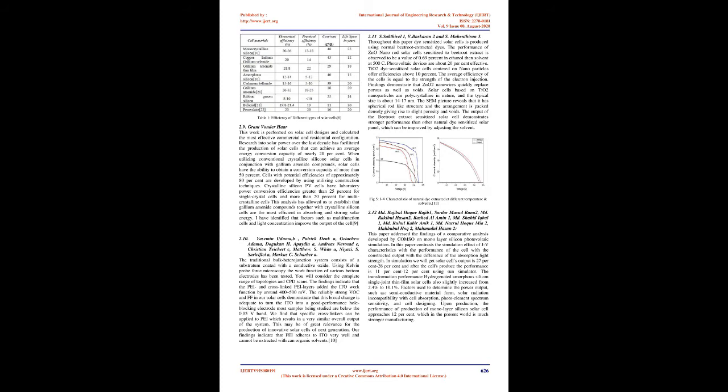9. The traditional bulk heterojunction system consists of a substratum coated with a conductive oxide. Using Kelvin probe force microscopy, the work function of various bottom electrodes has been tested. You will consider the complete range of topologies and CPD scans. The findings indicate that the PEIE and cross-linked PEIE layers reduced the ITO work function by around 400 to 500 mV. The reliably strong VOC and FF in our solar cells demonstrate that this broad change is adequate to turn the ITO into a good performance hole blocking electrode.